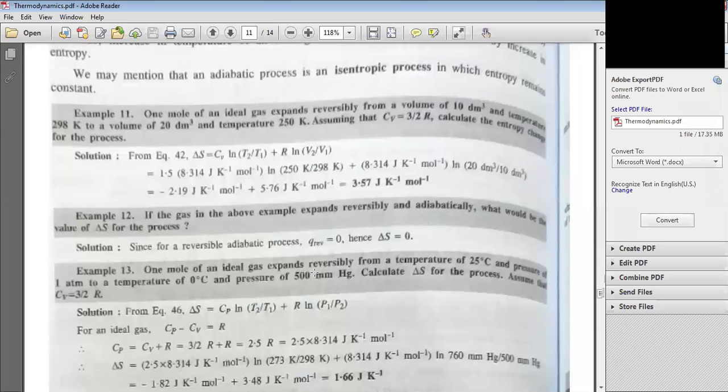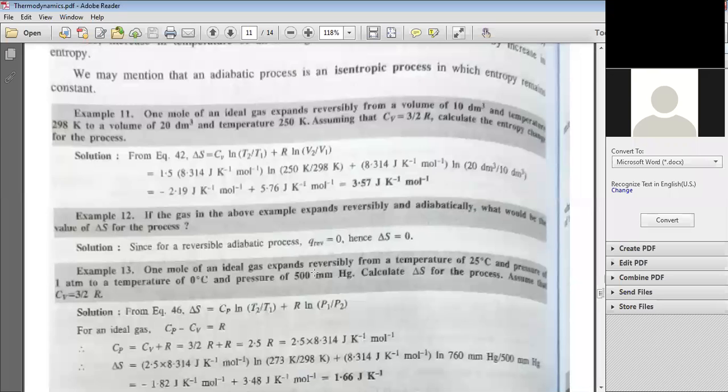So for the delta S expression, volume and temperature are the two variables, so we make use of this expression. If 1 mole of gas is there, it does not appear in this expression for delta S. This value comes out to be equal to 3.57. Now, next: if the gas in the above example expands reversibly and adiabatically, what would be the value of delta S for this process?